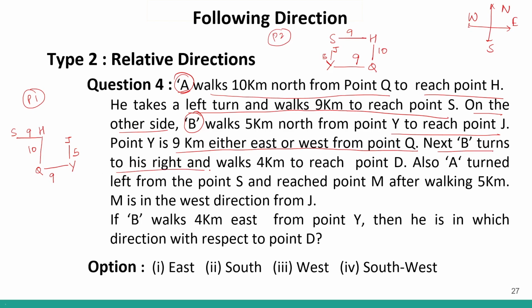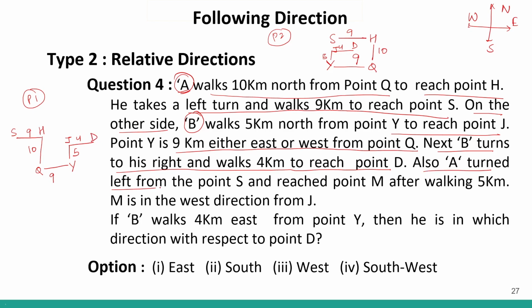Next, B turns to his right and walks 4 kilometer to reach point D. So B was here, he turns to his right and walks 4 kilometer to reach point D. Over here, he turns right to D, reach D.